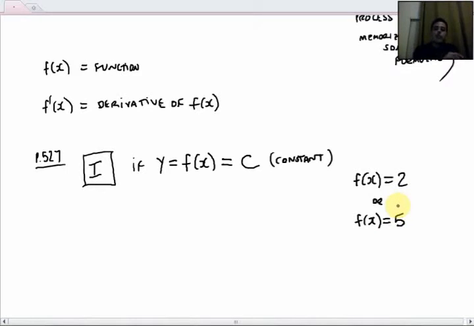If the function is constant, that means if you plot the graph it will be simply a straight horizontal line like that. Okay? So what is the slope of a horizontal line? The slope is always 0. So that means the derivative is 0.